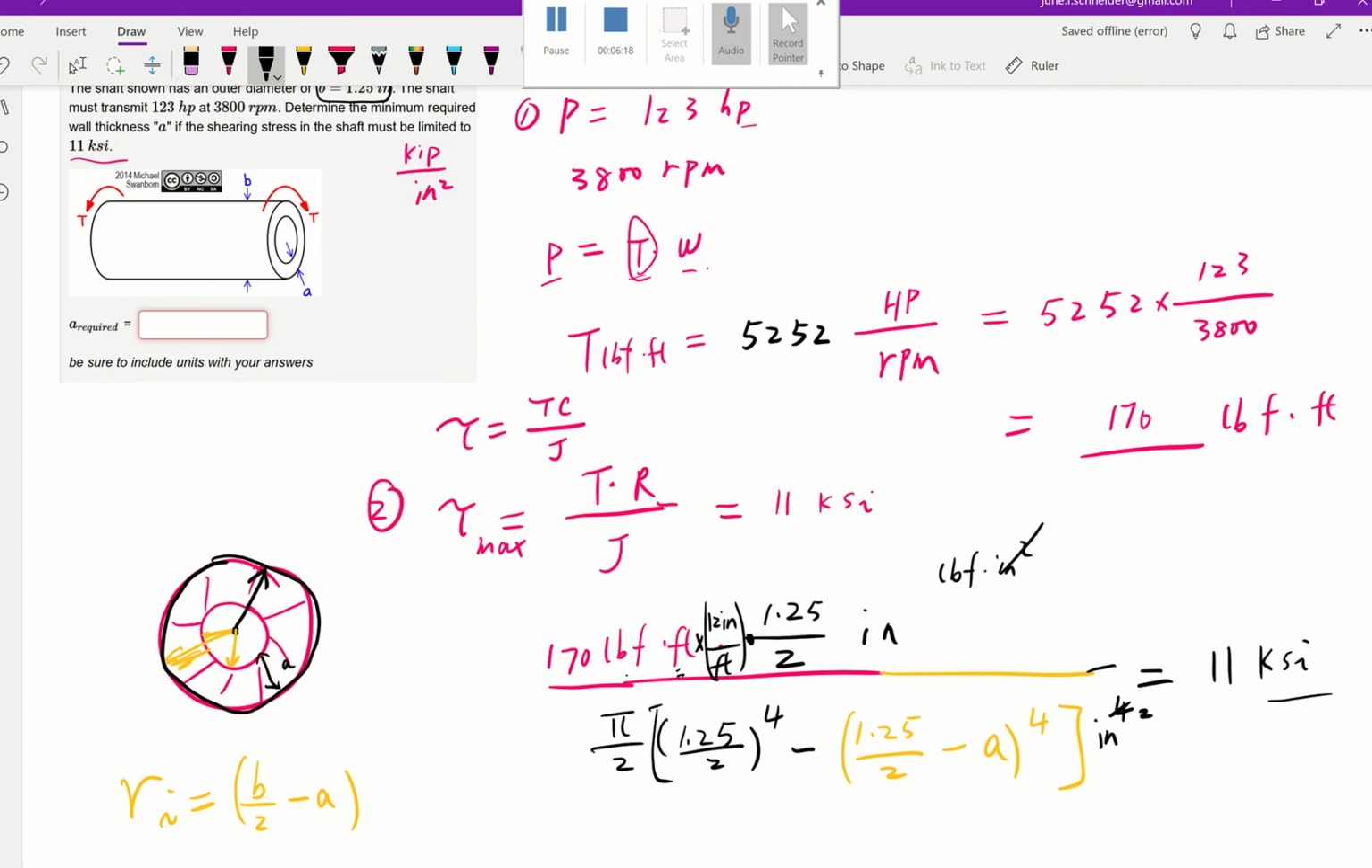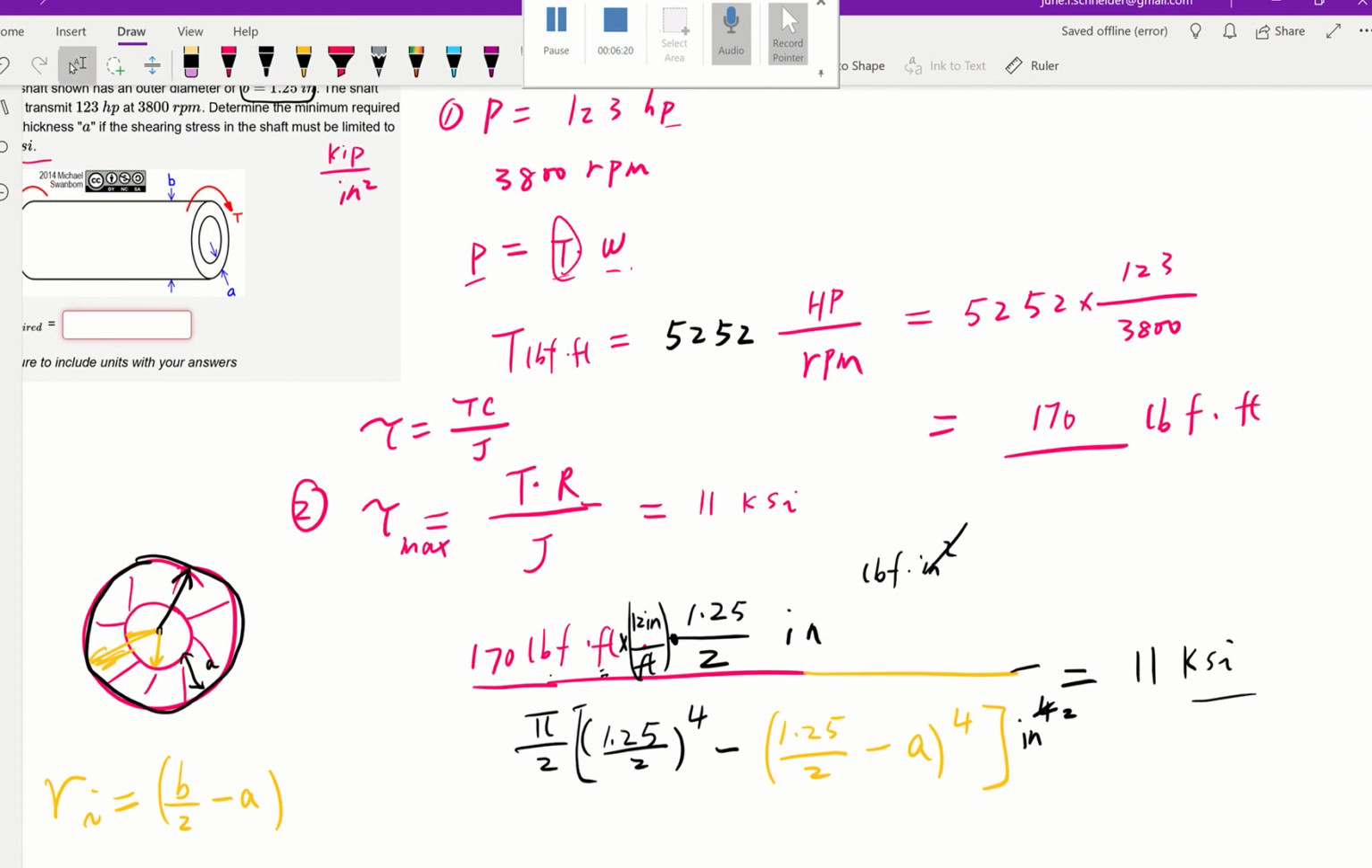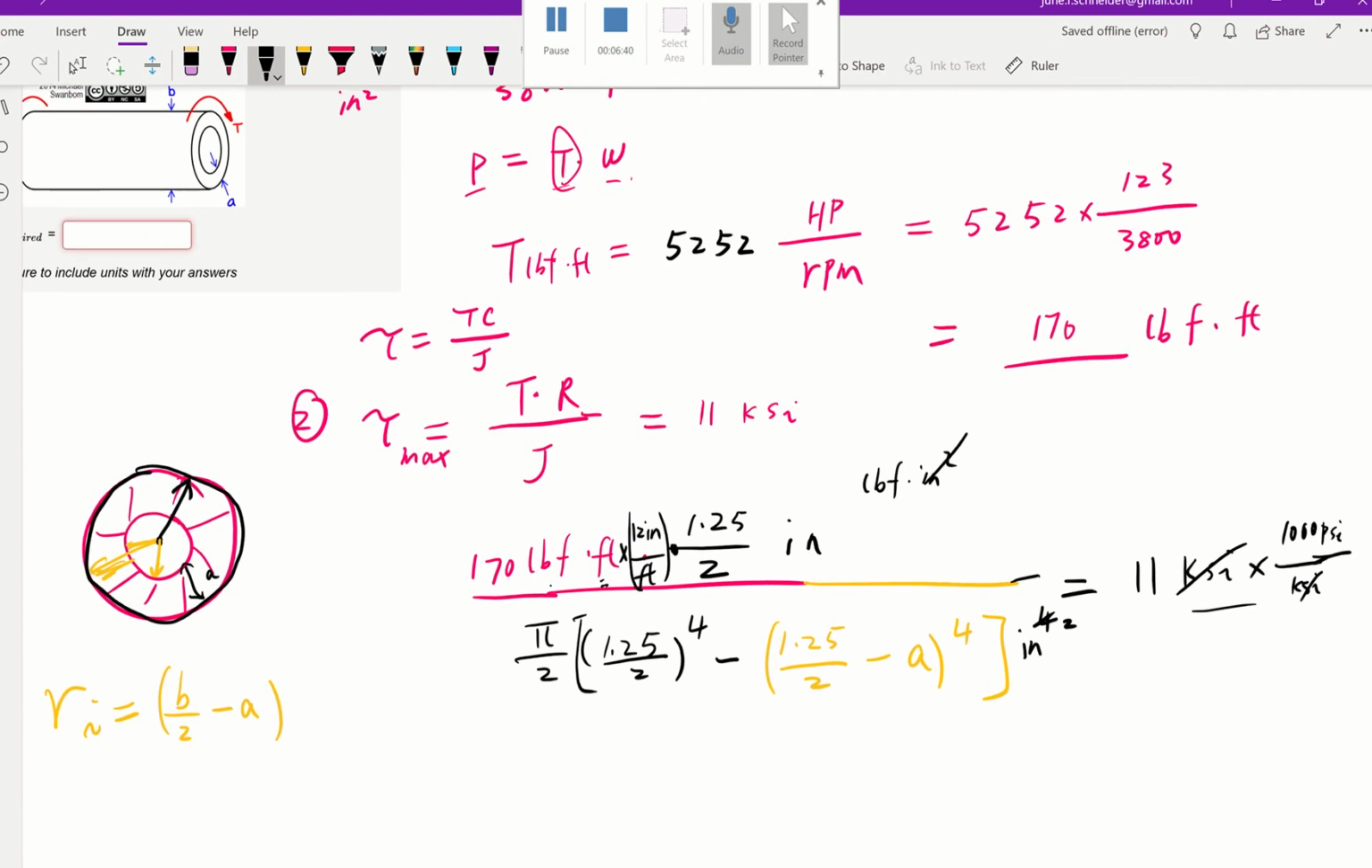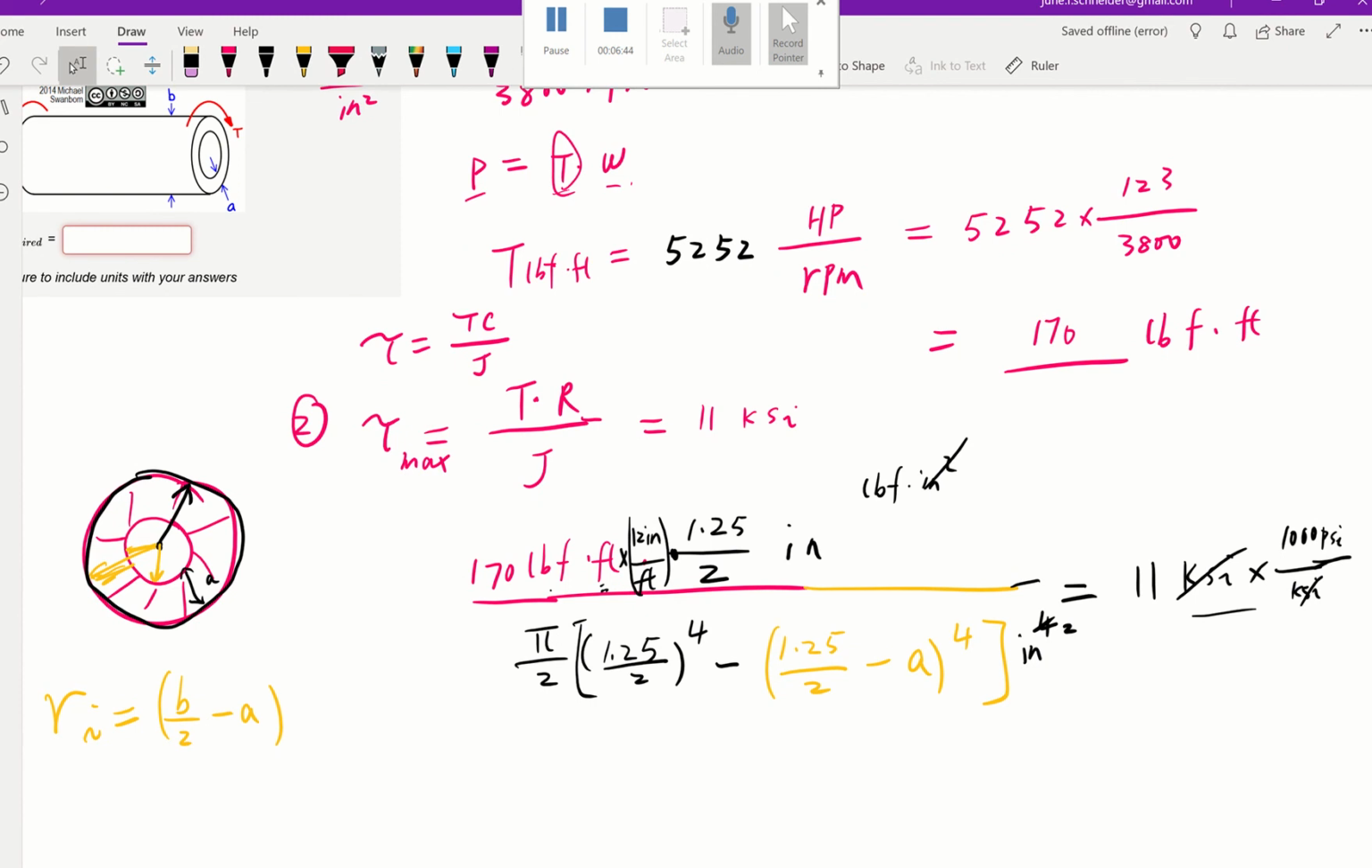In order to make this equation work, we have to make the right side PSI. So we multiply by 1,000, because 1 KSI is 1,000 PSI. Then both sides have the unit of PSI, and that would work in terms of numbers. The rest is calculation, and I have to say this will be a messy calculation, but at the end you will get something.